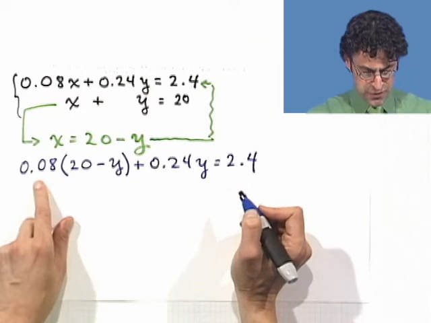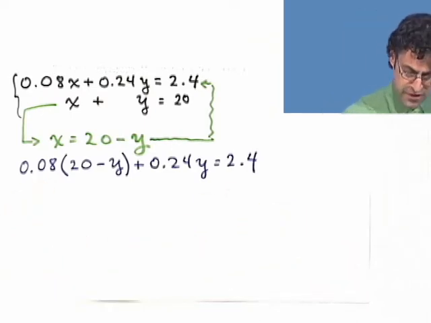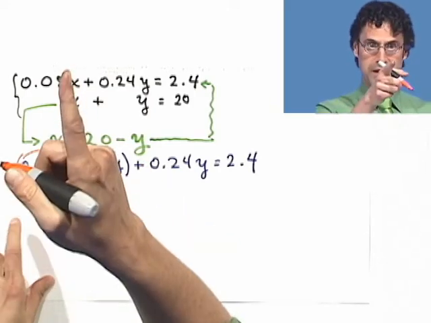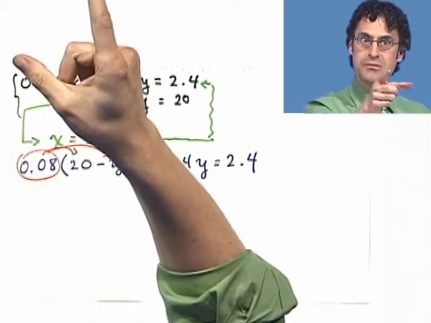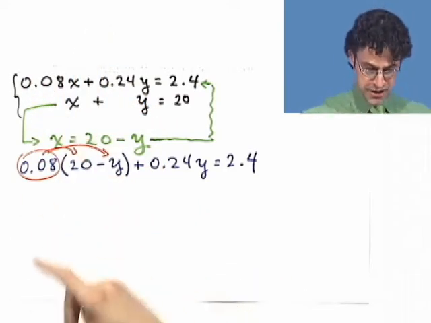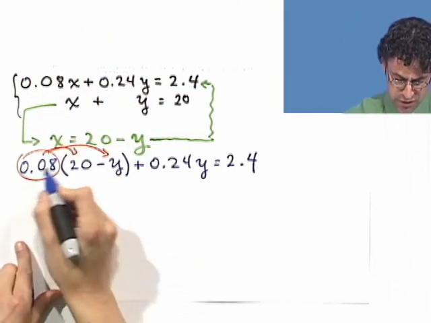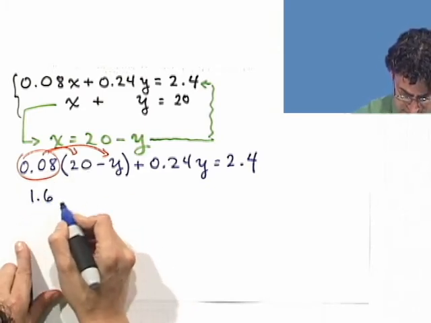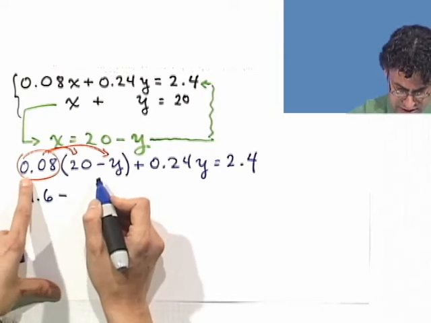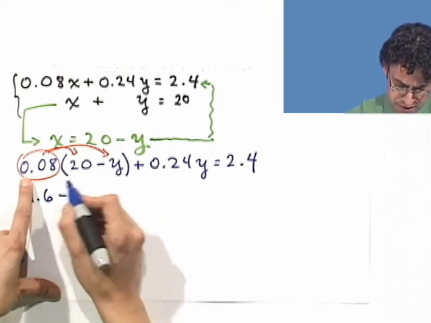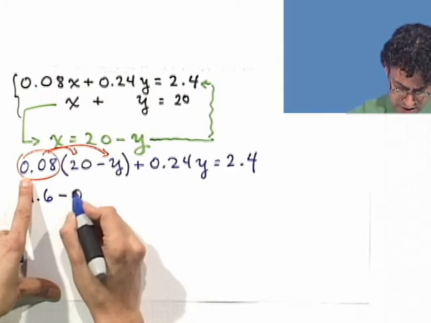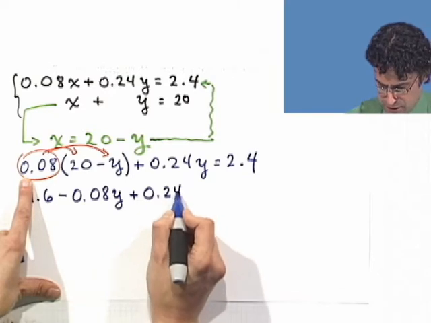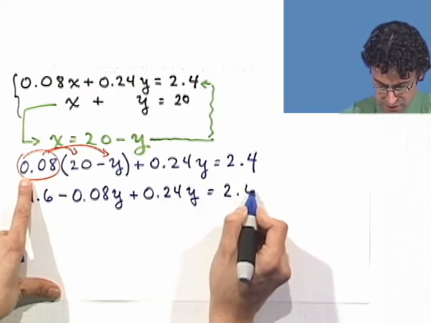And the way I'm going to do that is first distribute the 0.08 to here and to here. You still with me? You better be with me. I don't want you leaving. Don't you close this window. You're watching this thing. If I'm doing it, you're watching it. All right, so here we go. This multiplication, 0.08 times 20, is actually 1.6 minus, and then here I have a 0.08 times y, which is 0.08y, plus 0.24y, and that equals 2.4.